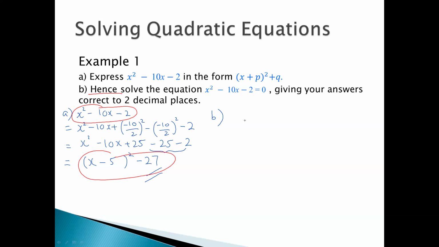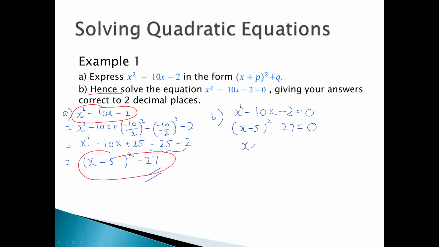So what I am going to do is, if this equals 0, then this completed square form must also equal 0 because they are the same. So now how do I proceed from here to solve this equation? Do not expand it and simplify. You will get back x squared minus 10x minus 2 again.